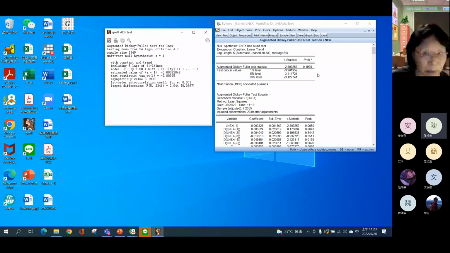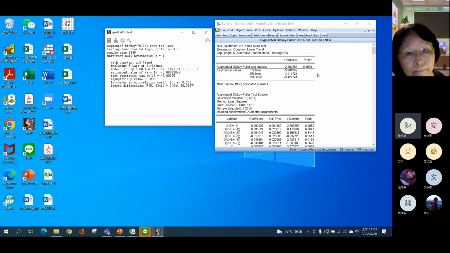Professor, I have another question. You said before that if we test the lag level, it can be 1/3 or 1/4 of the data. So why would we use 24?